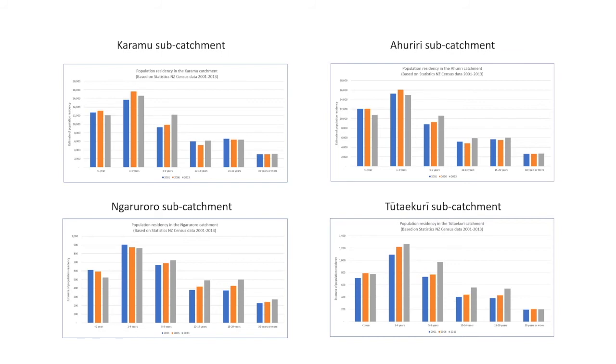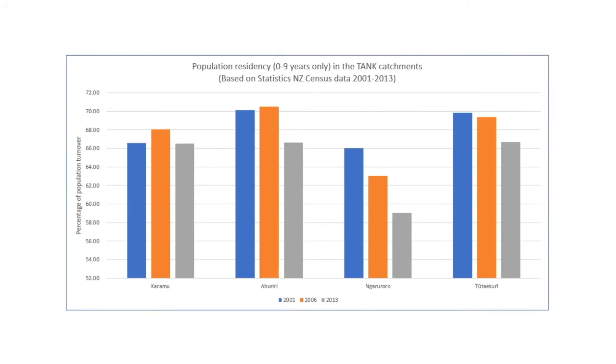Now in this last graph, for each of the sub-catchments, the Karamu, the Ahuriri, the Ngaruroro and the Tutaikuri, I've taken those different residency times from less than 1 year right up until up to 9 years, and I've grouped all of that data together so that you've got some sense of how many people stay up to 9 years in those sub-catchments. And what you can see here for the Karamu, that is 66%. This one drops down here to about 58%. So roughly 60 to 70% of the population is turning over in those catchments within 1 to 9 years.